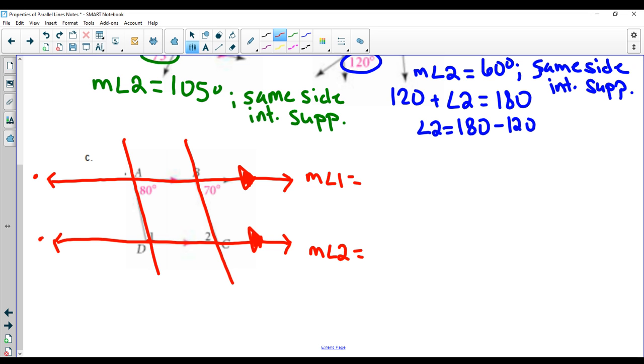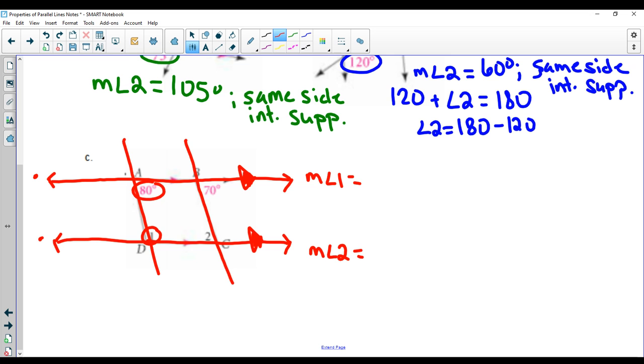This line and this line are the parallel ones. So this line where the 80 is at, that's one transversal, and this is another transversal. Okay, I'm noticing that this 80 and this angle 1 are on the same side of a transversal from A to D. They're on the same side of the transversal, and they're inside the two big lines. Those would be same side interior angles.